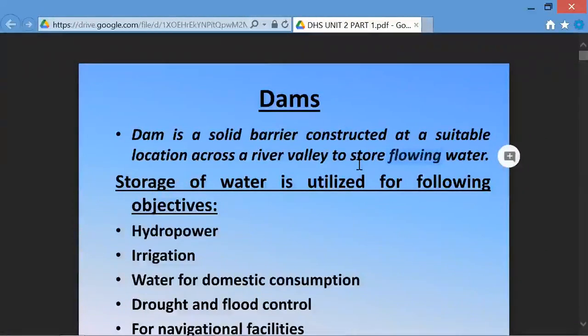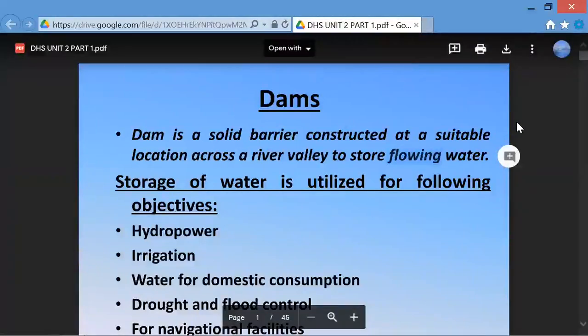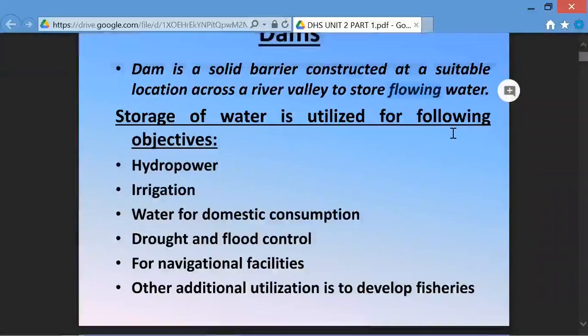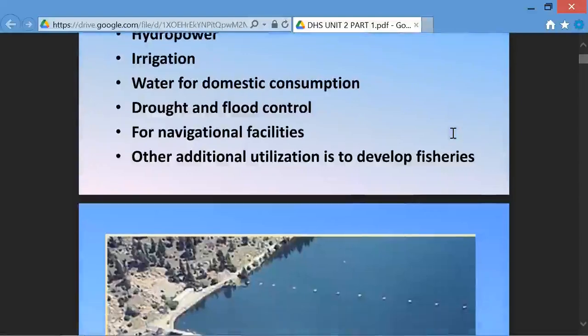Now, what are the various objectives for the construction of a dam? Hydropower, irrigation, water for domestic consumption, flood control, and provision of water for drought areas. So these are the various objectives.